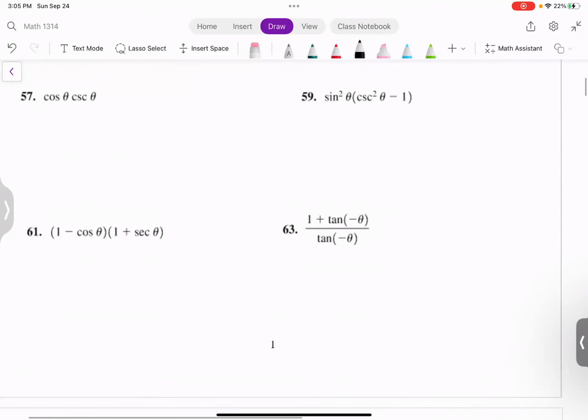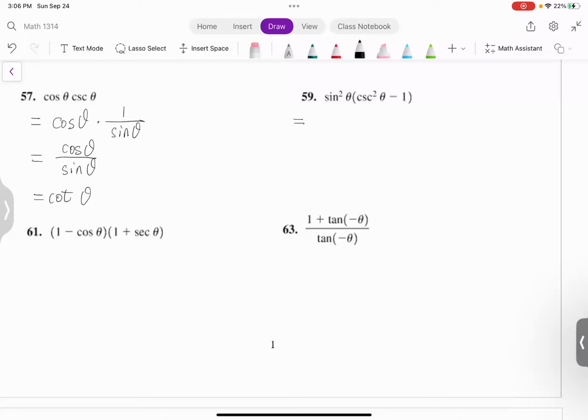Okay, let's see the next one. Cosine theta times cosecant theta. What is that? Let's simplify this. Convert them into cosine and sine. Cosine theta times cosecant, that's 1 over sine theta. Okay, what is cosine theta over sine theta? That's cotangent. So we got cotangent theta. The solution is not necessarily in terms of sine and cosine. We just want to have the most simplified form. Next one, let's see.